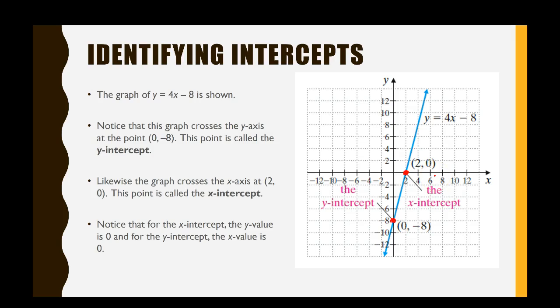Your y-intercept is where it crosses the y-axis. So this method is looking at only plotting those two points. Plot the x-intercept, plot the y-intercept, and connect the dots.